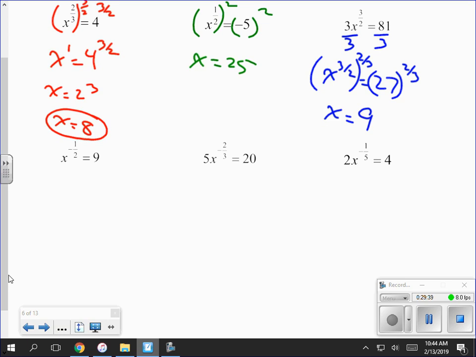The next one, I have x to the negative 1/2 power. The reciprocal of negative 1/2 is negative 2. So I take both sides to the negative 2 power, which gives me x to the first. 9 to the negative 2 is 1 over 9 squared, which is 1 over 81.